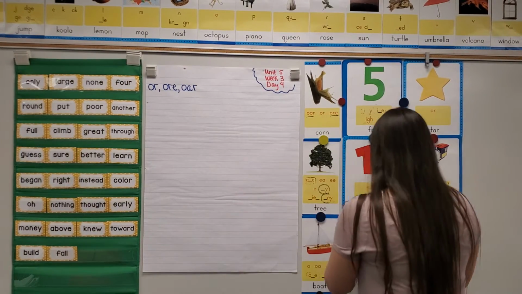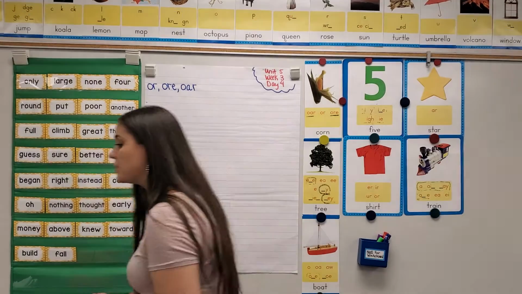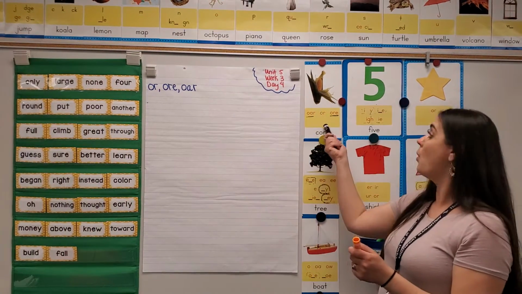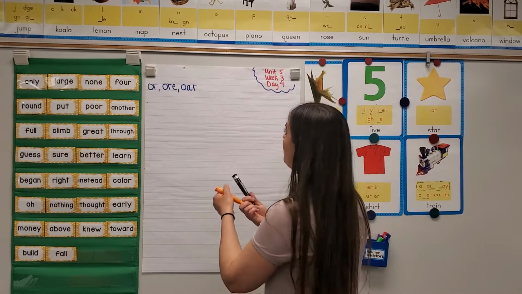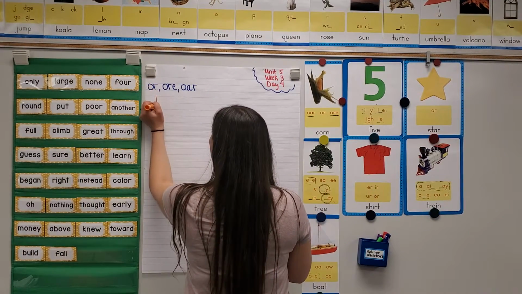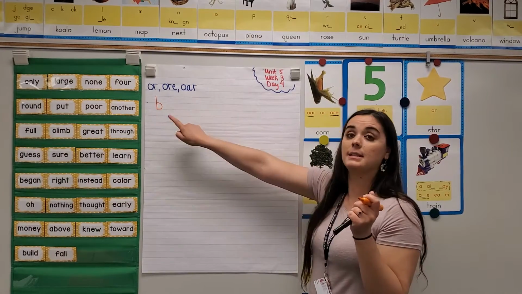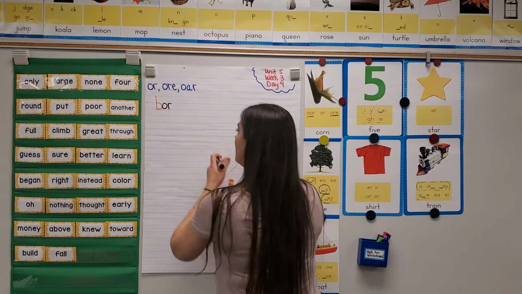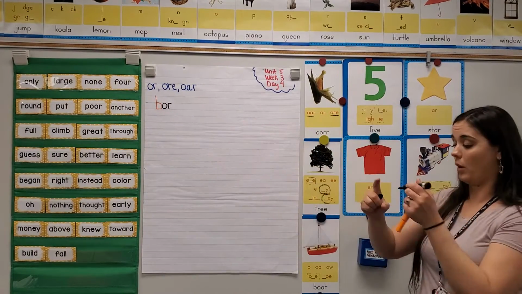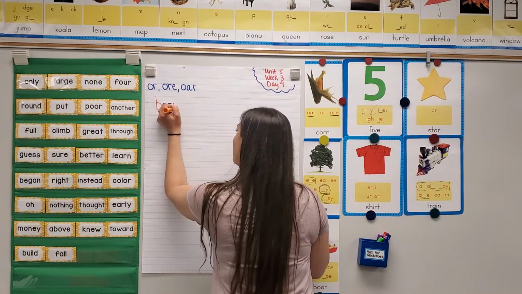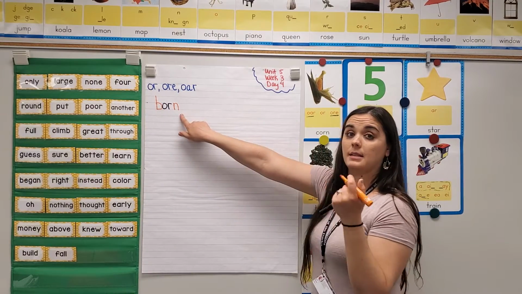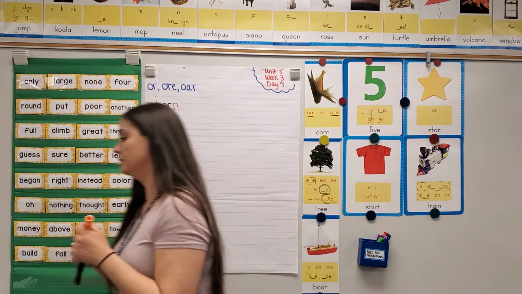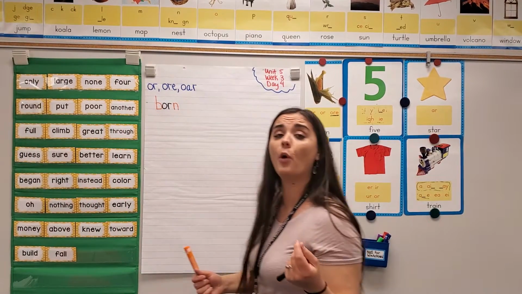All right, let's get started with our words. First word, born. Your turn. B says ba, O-R, or. N says ba, or, born. Next word, for. Your turn.